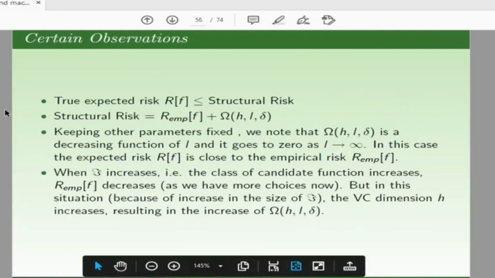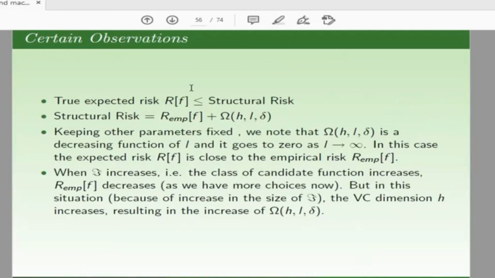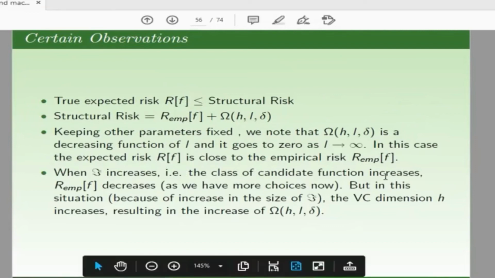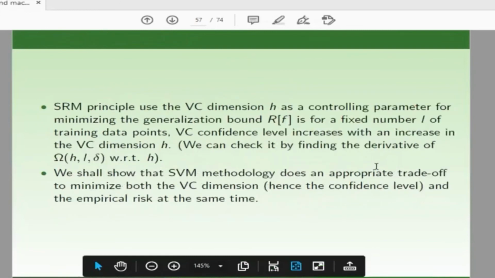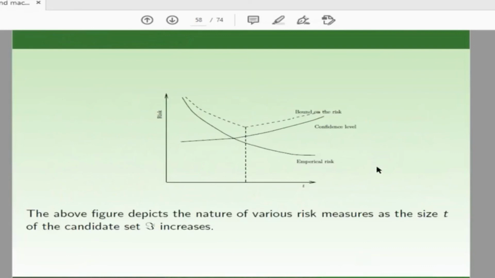Okay. So this is your ERM. This SRM, the statistical risk, is nothing but this: the true risk is less than the statistical risk. This quantity is nothing but the empirical risk plus the confidence term, and then of course these things are there. So this is again what I told already.